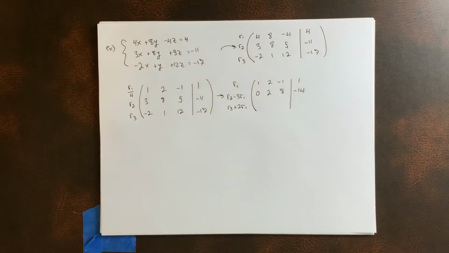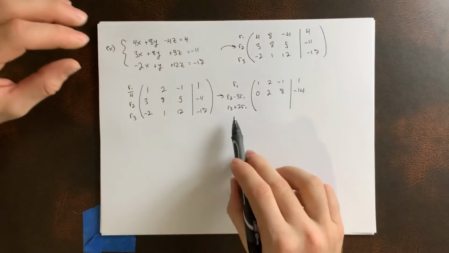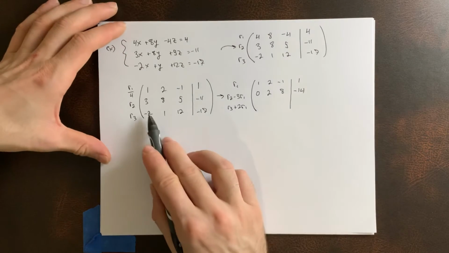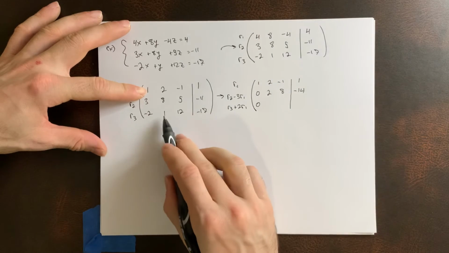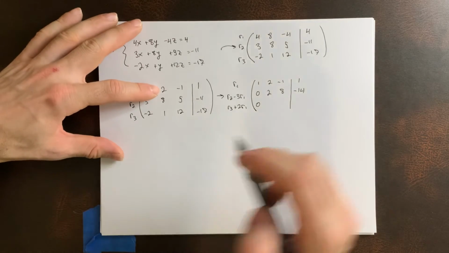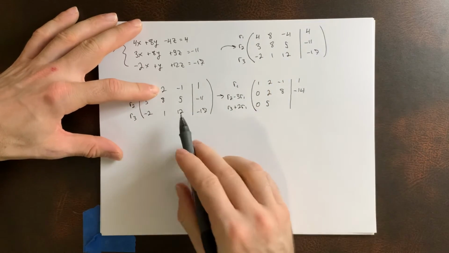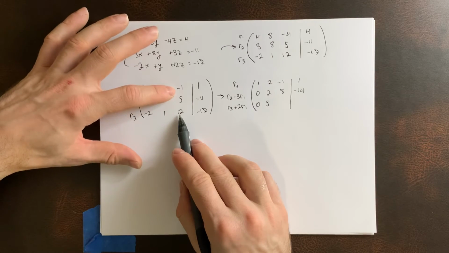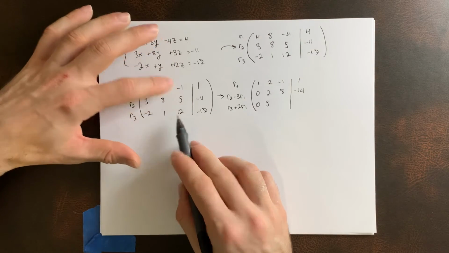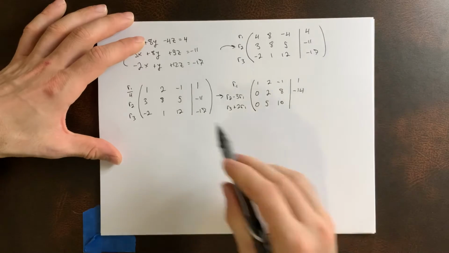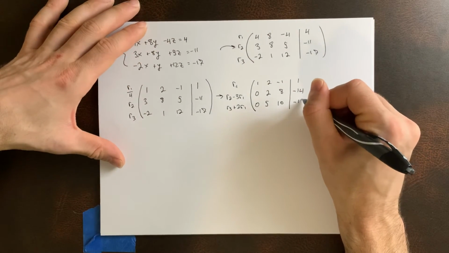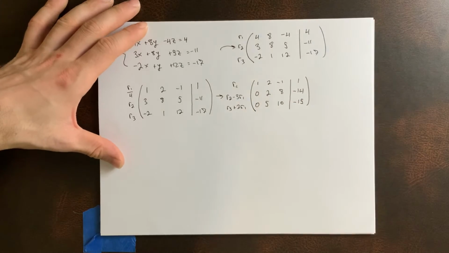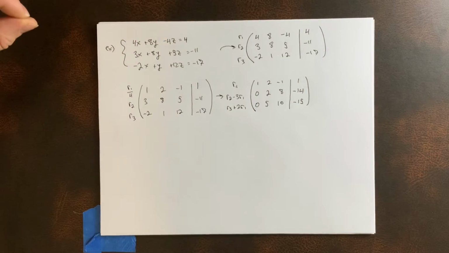And now we'll do the same thing for the next one. Row 3 plus 2 row 1. This plus 2 of that, 2 of 1 is 0. This plus 2 of that, that's 5. 12 plus 2 times minus 1, so 12 plus minus 2, which is 10. Minus 17 plus 2 of this, that's minus 15. Okay? So we've completed our first 2 steps.